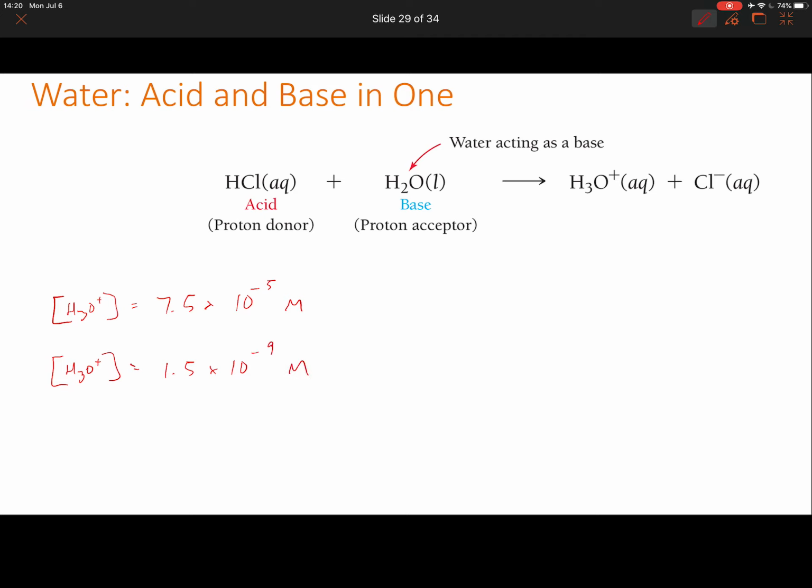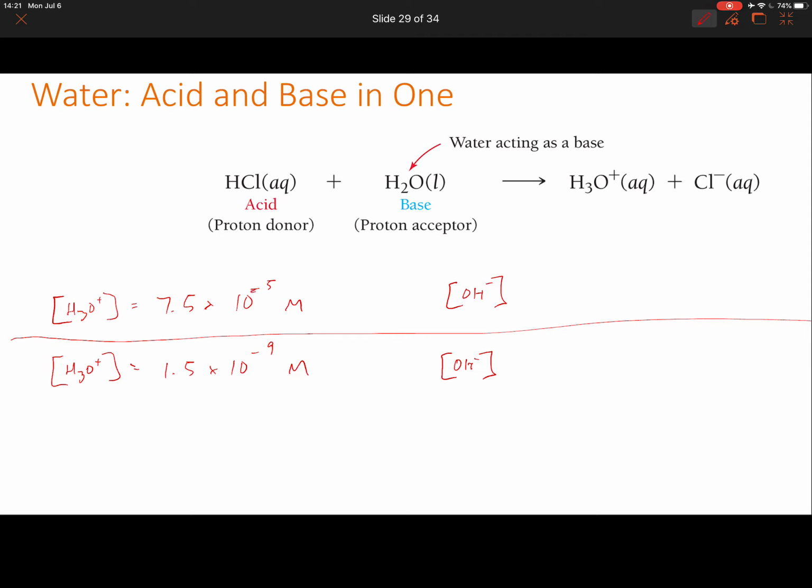Okay. Now, there's two ways to tell if your solution is acidic or basic, or neutral. That's to look at the amount of hydroxide and hydronium and see which one you have more of. If you have more hydroxide, then that's going to be a basic solution. If you have more hydronium, then that's an acidic solution. We can also just look at how much hydronium there is. Remember, a neutral solution has 1 times 10 to the minus 7 hydronium and hydroxide.